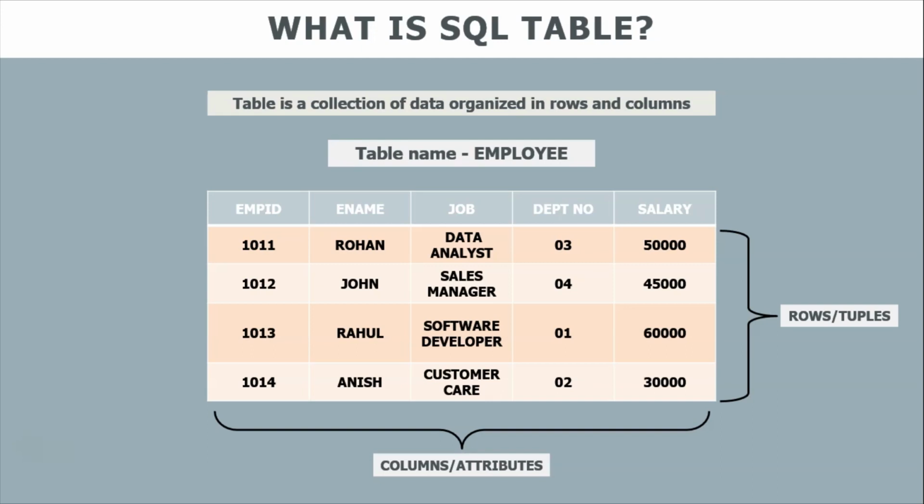The data in these multiple columns, such as the employee name Rohan, who's having employee ID 1011, who's working as a data analyst, belong to the department 3 and having salary 50,000, is stored in the form of rows. I hope you've understood what is an SQL table now. So let us now discuss some basic SQL queries that are performed on these tables and execute them in MySQL Workbench as well.